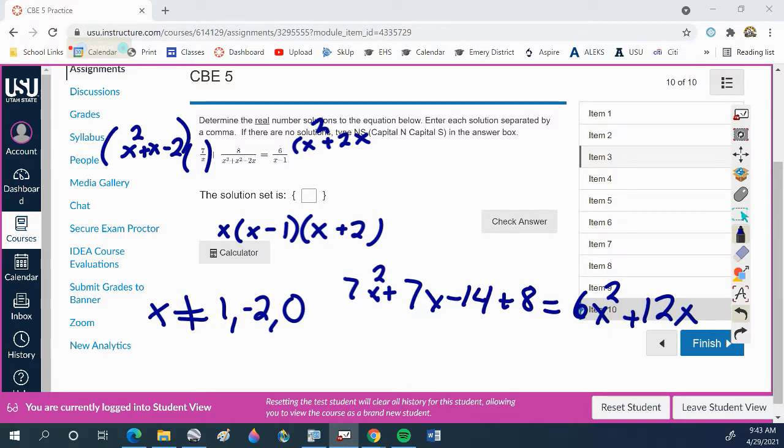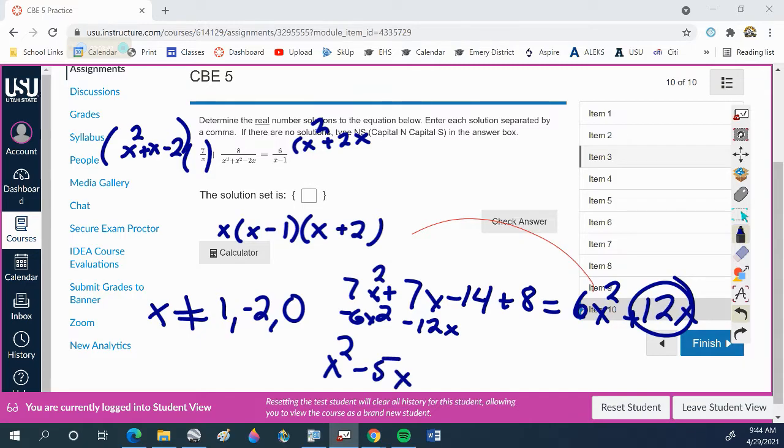So when I see x squared, what do I think? What should you think whenever your equation has an x squared? I could have two answers, and I need to make it a quadratic and factor or somehow solve it. So, subtract that over, and I get x squared. Subtract this over, and I get negative 5x. And then negative 14 and 8 makes negative 6.